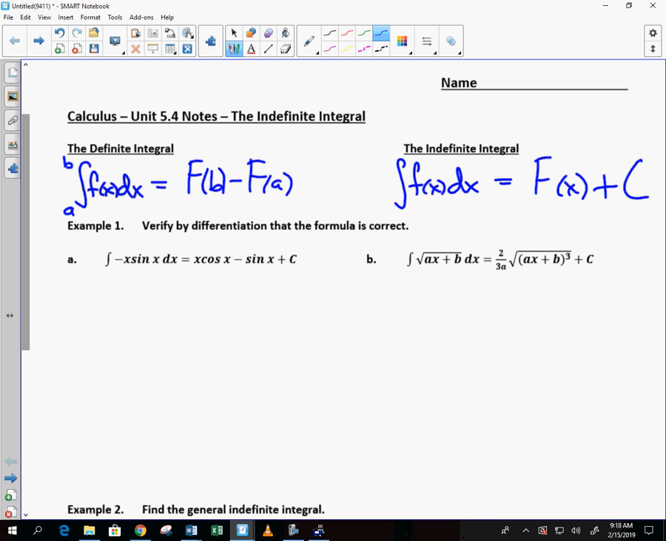Is there any question about the difference between these two? Big F is the antiderivative. The difference is in the definite integral, you take the antiderivative and you evaluate it at 2 spots because it's bounded. In the indefinite integral, you simply find the antiderivative and attach c to represent any constant.